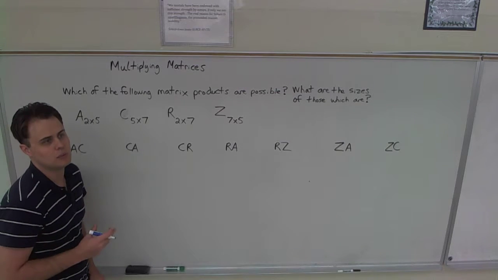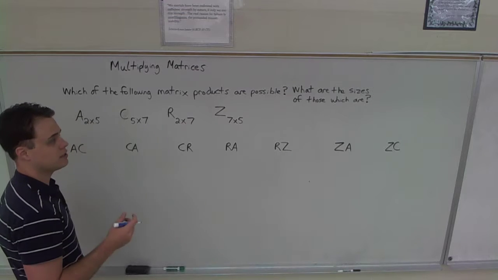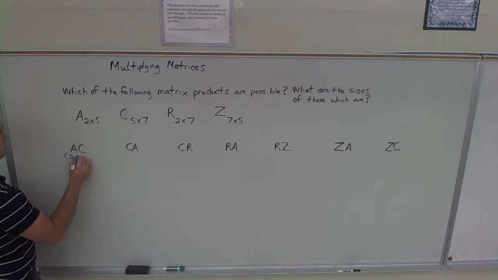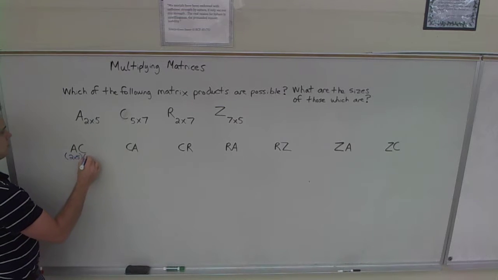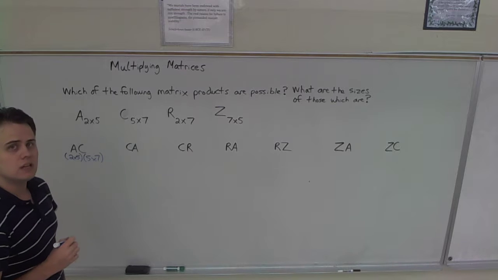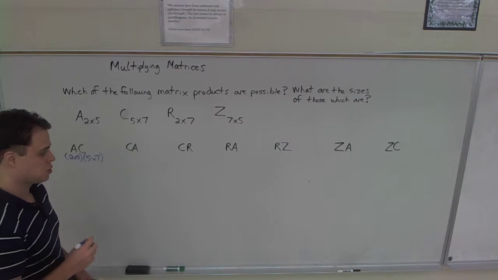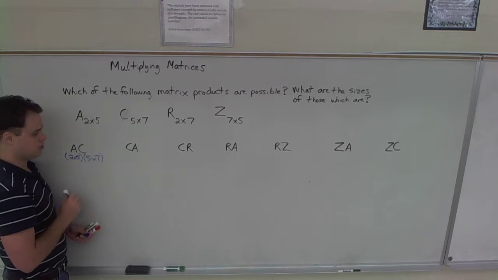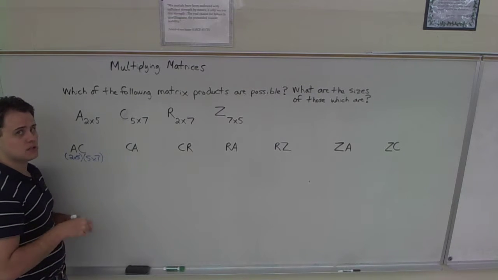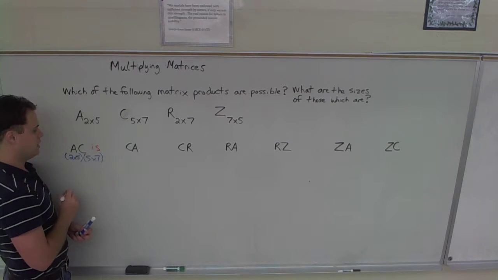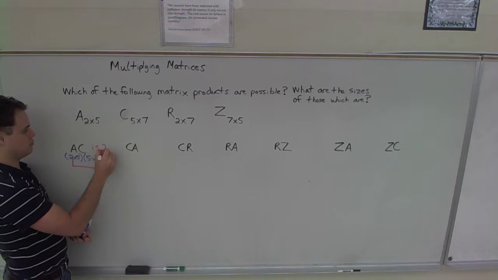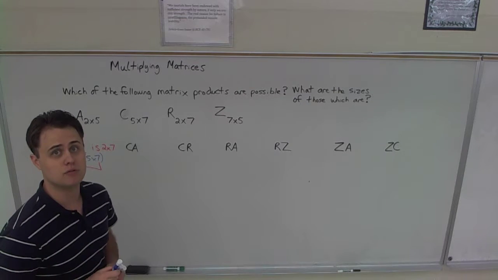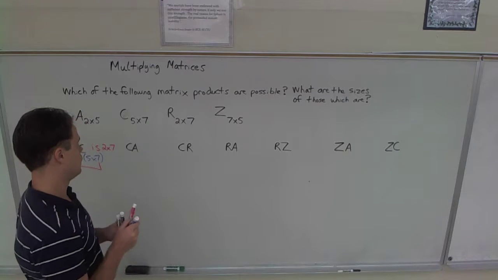You're going to see if you make a mistake, but you can do this really quickly by just writing down the dimensions. So A is a 2 by 5. C is a 5 by 7. So do the inner dimensions match? In other words, do these match? Well, yeah, they clearly match. So that is possible. So I'm going to say AC is a matrix, and it is this size of matrix. So the outer dimensions are what are going to give you the size if you can actually form the product.